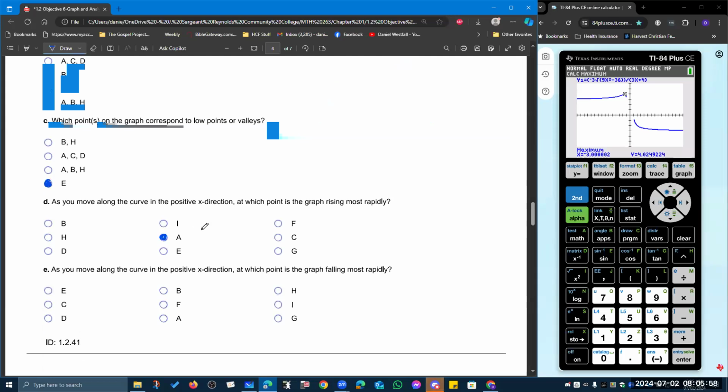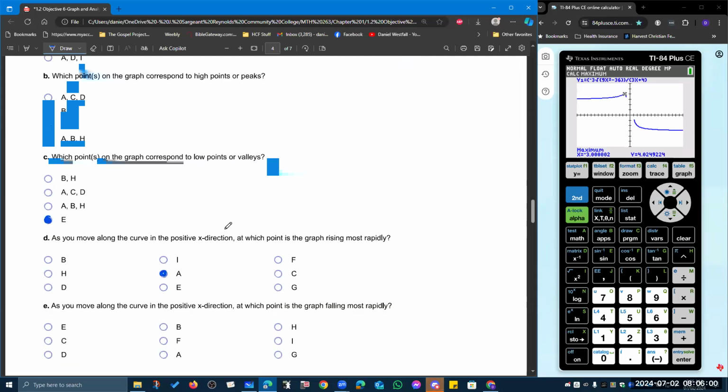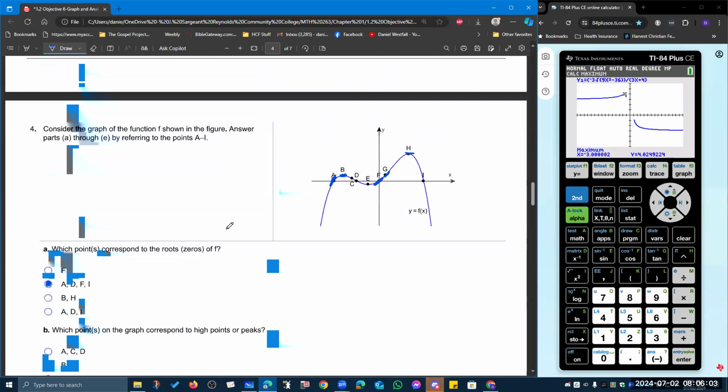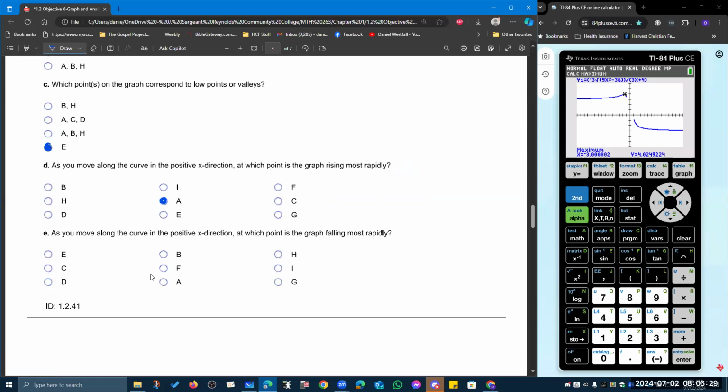As you move in the positive x direction, what point is falling most rapidly? Where's the most negative slope? Again, just use your hand or a piece of paper or a straight edge to see this, but we're only concerned with where it has negative slope. There's negative slope, negative slope, zero slope, positive slope. Looks like the most negative slope is going to happen at I. Right?